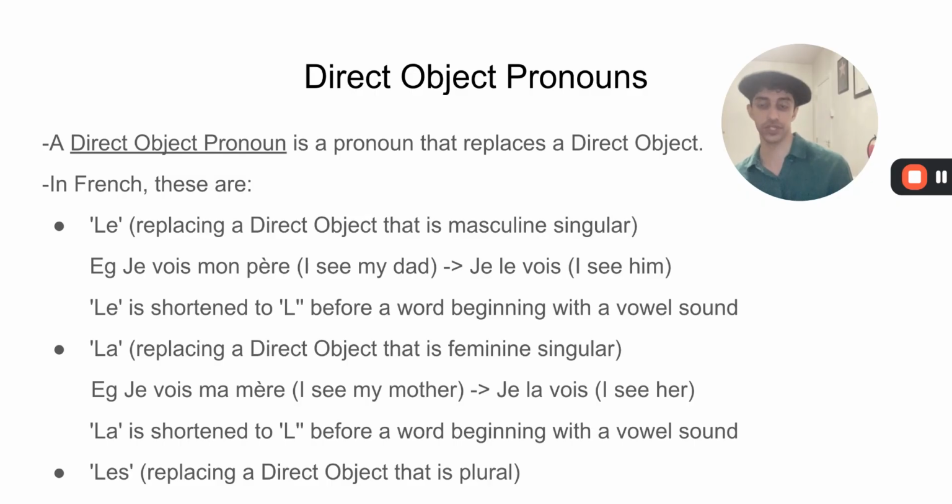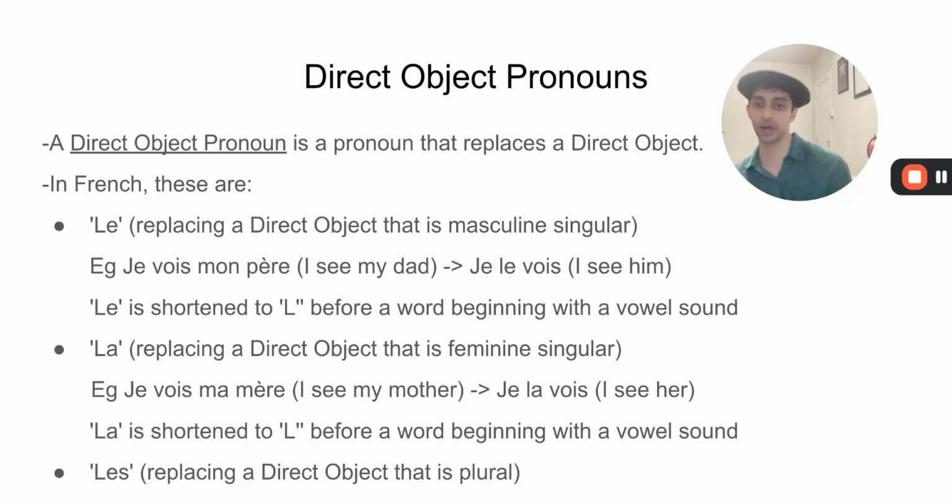Le can be shortened to just an L apostrophe before a word beginning with a vowel or vowel sound. The next direct object pronoun is la. That replaces a direct object that is specifically feminine singular. For example, if you're to say je vois ma mère, I see my mother, you could say je la vois, I see her. So la is shortened to L apostrophe before a word that starts with a vowel sound as well.